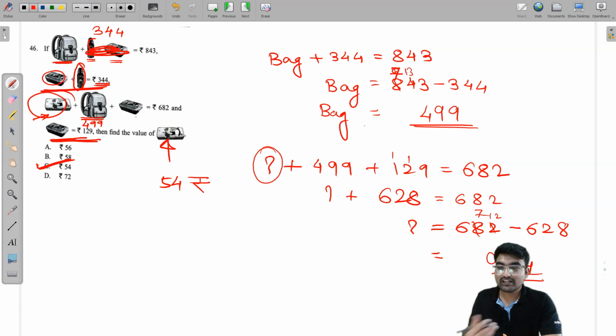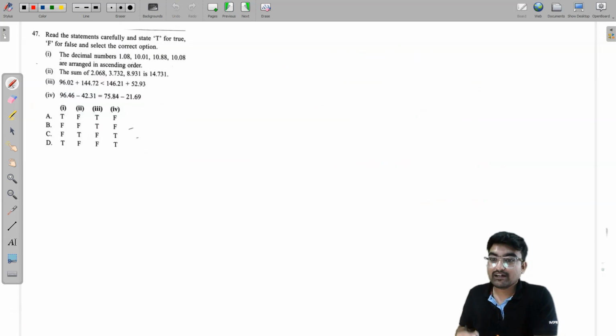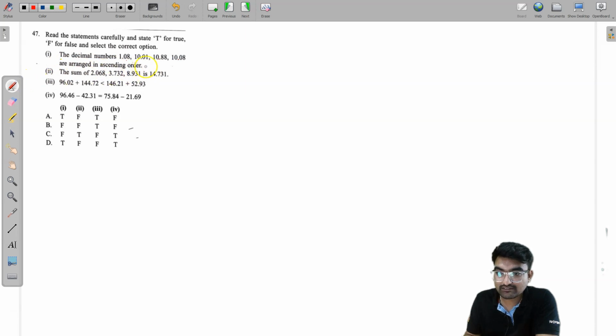Now moving on to the next question. Read the following statements carefully and state T for true, F for false, and select the correct options. The decimal numbers are arranged in ascending order. Let's check if they are arranged in ascending order. 0.08, then 10.01, correct? 10.88, okay, but after 10.88, this is a wrong sentence, right? Because after 10.88 it should not come as 0.08, right? So this is a false one.